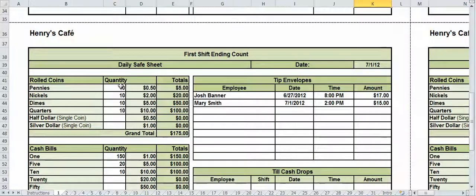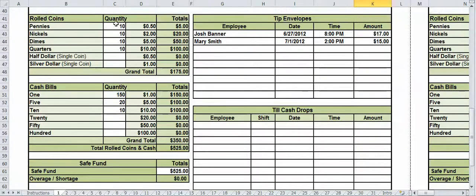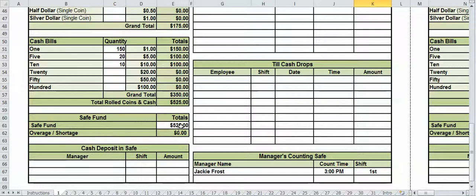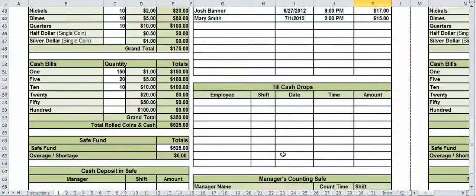Then in the end of their shift, and this would be after they already took these deposits to the bank and replenished their amounts, this is now showing the pennies, nickels, dimes, and quarters, as well as ones, fives, and tens. Generally you don't keep 50s or 100s or 20s in there. They would only be there if your customers had given those. So there's your safe fund.